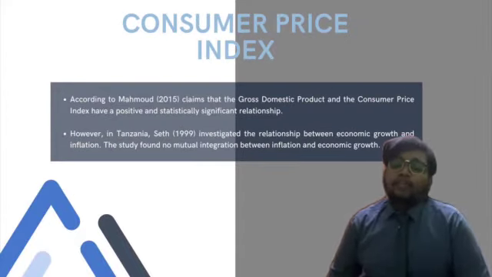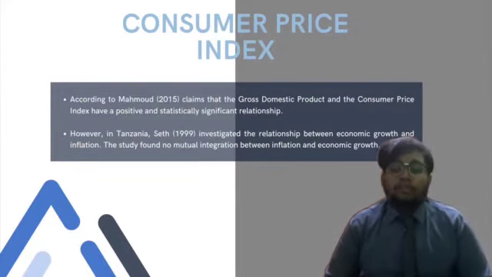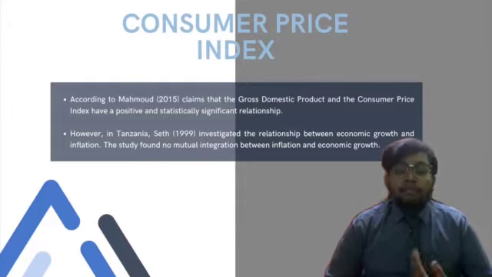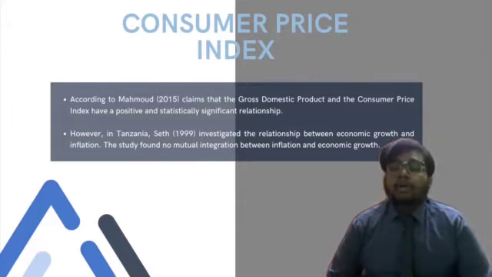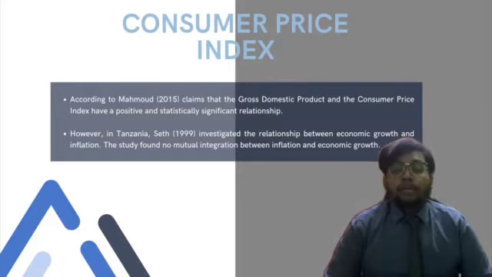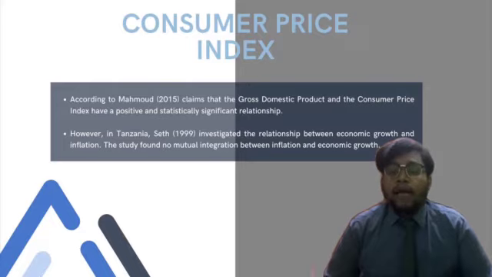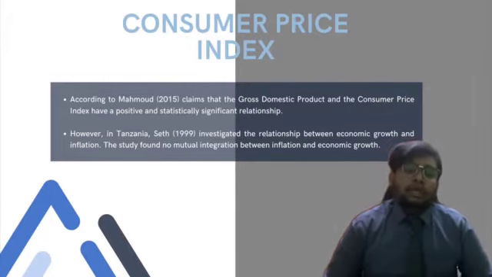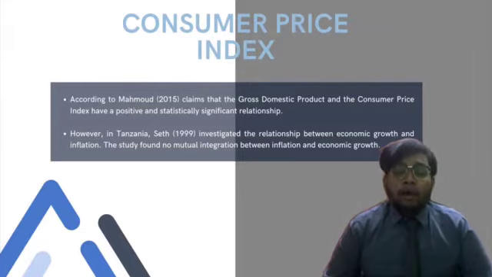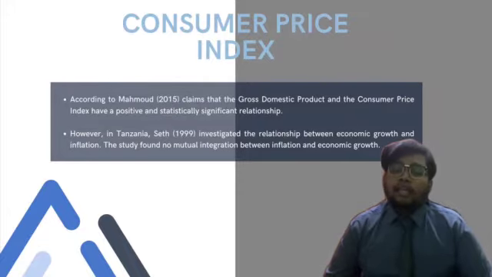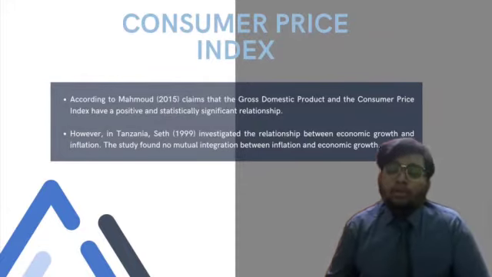The consumer price index measures price changes in goods and services purchased by urban consumers out of pocket, whereas the GDP price index and implicit price deflator measure price changes in goods and services purchased by consumers, businesses, government and foreigners but not importers. According to Mohd in 2015, GDP and CPI have a positive significant relationship. The purpose of that study was to look into the relationship between CPI and GDP in Mauritania by using time series. However, in Tanzania, since 1999, a study investigated the relationship between economic growth and inflation.